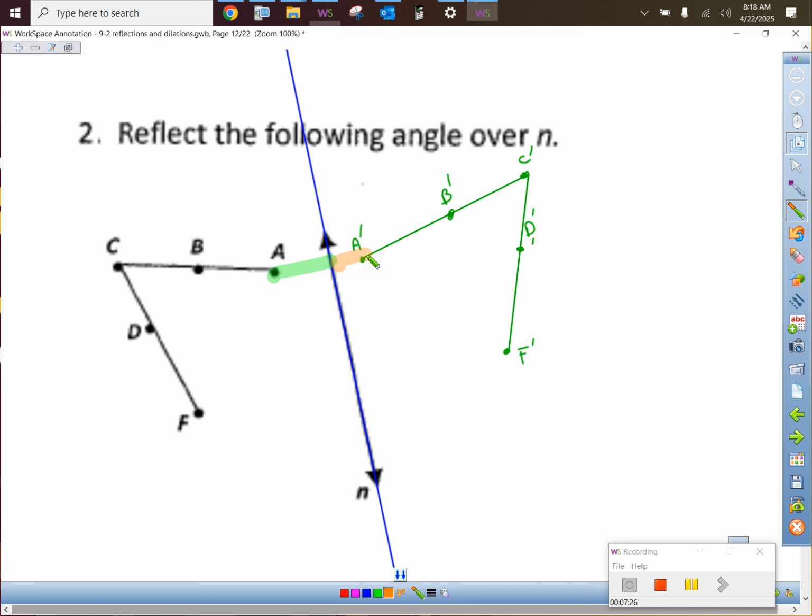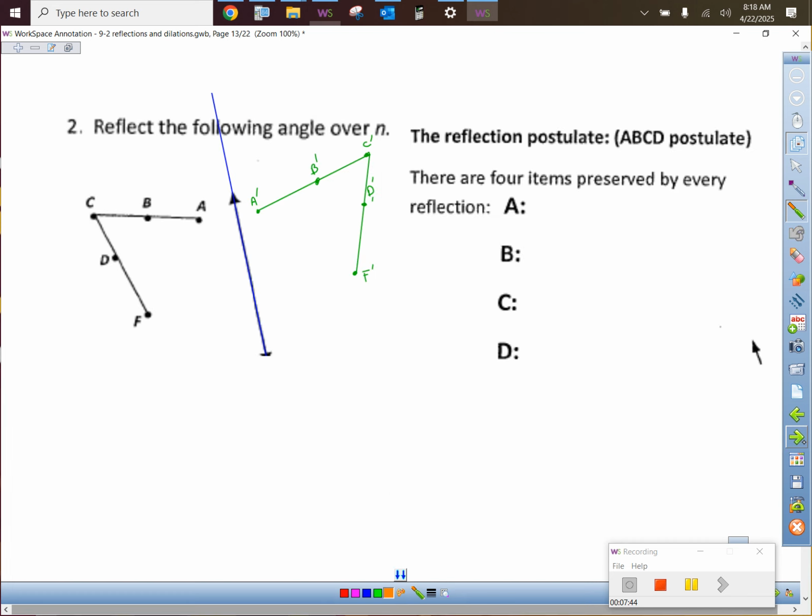And you can tell that mine's not perfect either because doing this on a computer screen is definitely not an easy thing to do, right? So mine's not perfect in that matter. But what do you think? There are 4 things preserved by every single reflection. It's called the ABCD postulate. The reason they call it the ABCD postulate is because those 4 things start with the letters A, B, C, D.